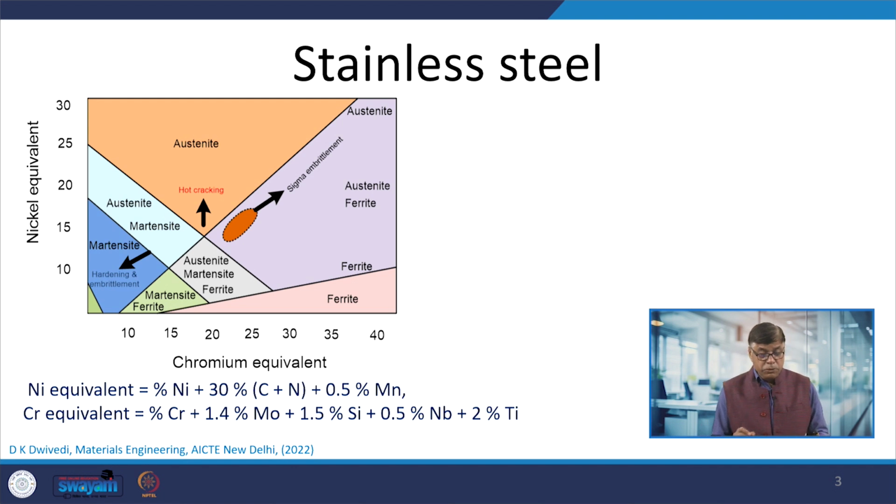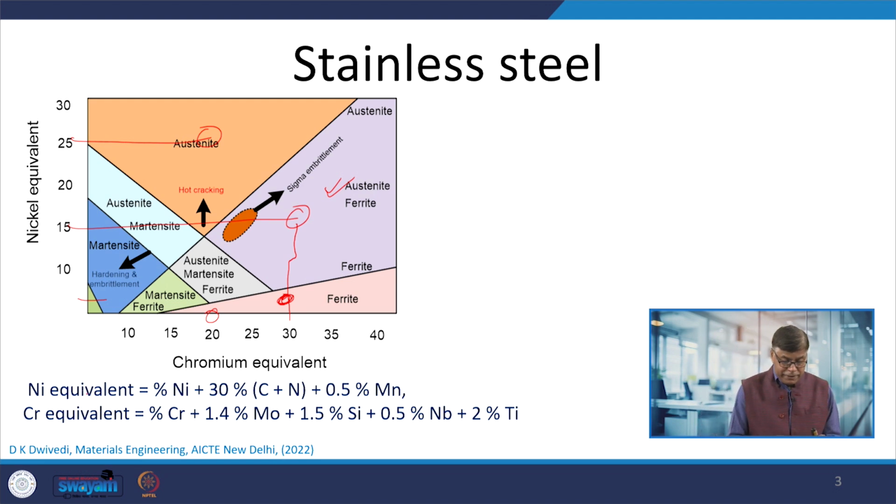Then we try to locate a particular point in this Schaeffler diagram to determine the kind of phases. Say chromium equivalent is 30 and nickel equivalent is 15%, then the point will be here, which indicates that in this zone there will be two phases, austenite and ferrite. If the nickel equivalent is very low, say just 6, then the point will be here. If the chromium equivalent is 20 and nickel equivalent is 25, then we will be in a completely austenitic state. So, it will be forming austenitic stainless steel only.